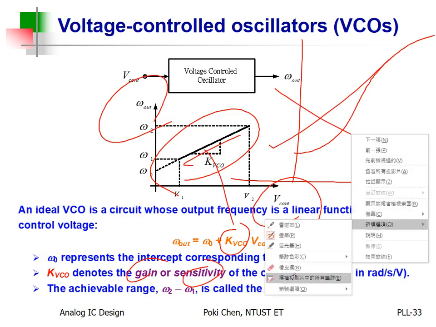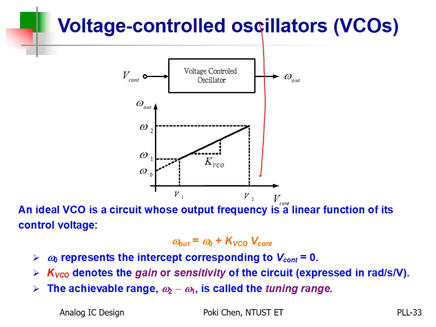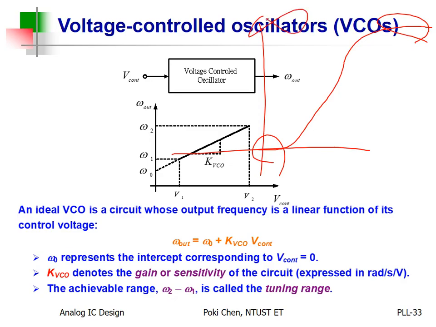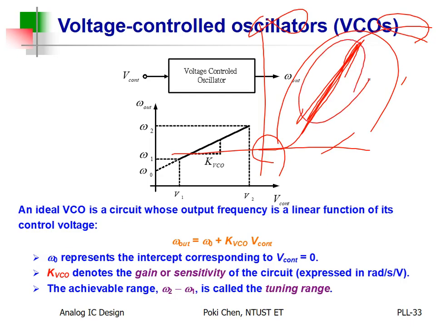If the control voltage is too small, you have nothing. And if it is too high, then the output frequency will be saturated, because the output frequency has no way to become infinite. So that is more practical. But again, we still focus on the linear region for analysis. Don't tell me, "How about over there?" It's still functional, but with poorer performance.